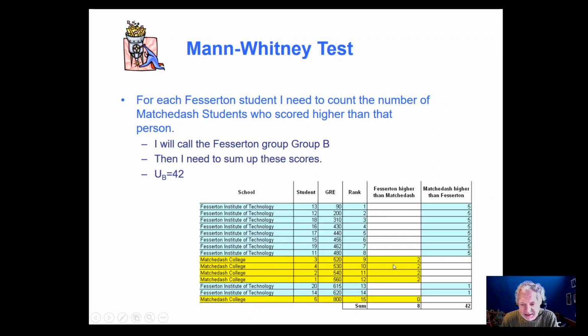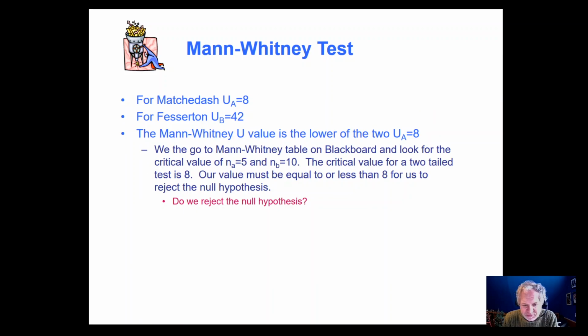So UA is the one for Festerton higher than Match-A-Dash, which there aren't that many. And then Match-A-Dash higher than Festerton, there's a lot. That's almost all the Match-A-Dash people. Okay. This is a very grunt calculation. I'm not going to force you to do it by hand.